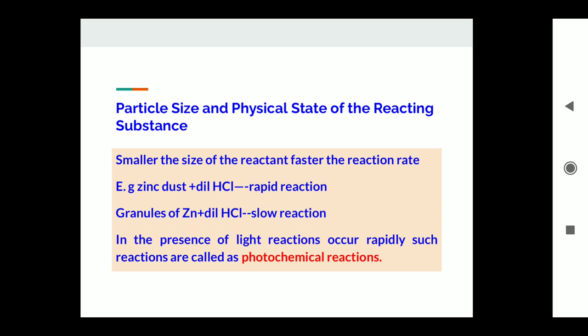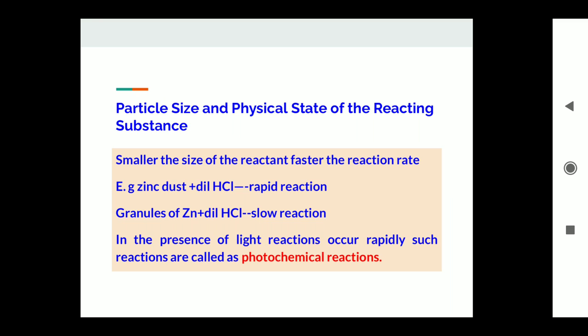Second factor: particle size and physical state of the reacting substance. If our reactant species are present in the solid form, the smaller the size of the reactant, the faster the reaction rate. For example, if we take zinc dust with dilute HCl, the reaction is rapid. Whereas if you take granules of zinc with dilute HCl, it is a slow reaction.